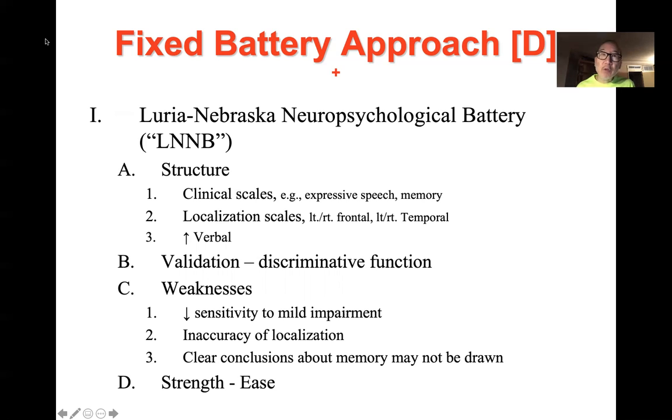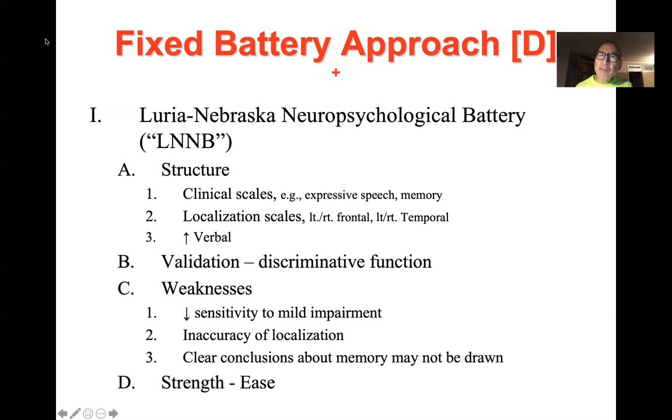Its structure is that once you administer all the tests in a particular sequence, it provides clinical scales, so that you can see exactly what the nature of the damage may be, whether it's expressive speech, memory, attention, planning, and so on. By structure, it also provides localization scales, so you can determine whether it's the left or right hemisphere, the frontal lobes, temporal lobes, occipital, and so on. So you can locate exactly where damage may be.